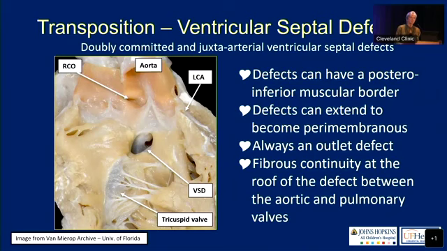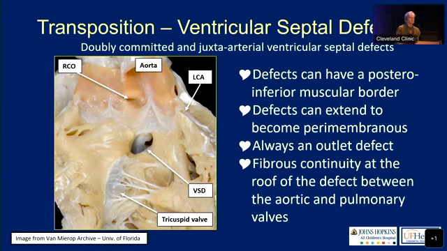There are also doubly committed and juxta-arterial ventricular septal defects, and these defects are a result of pore formation during embryonic development of the proximal outflow cushions. So when you think about the proximal outflow cushions developing, it lifts the arterial trunk.